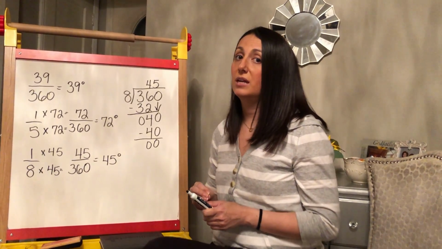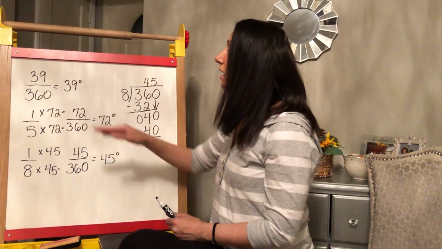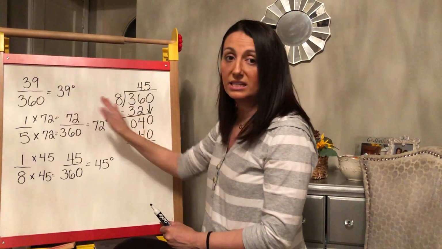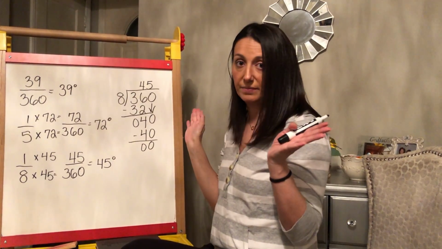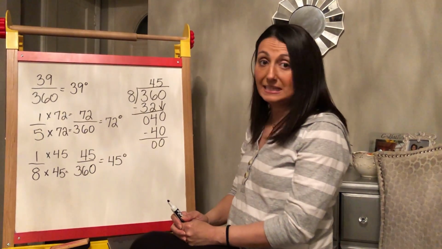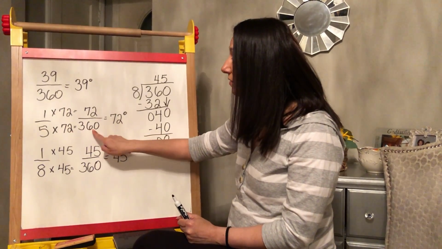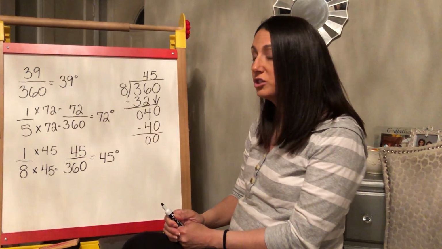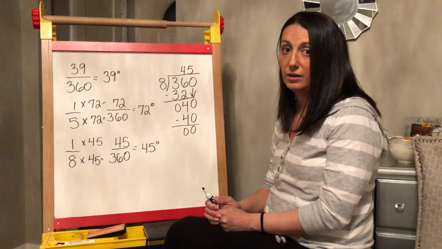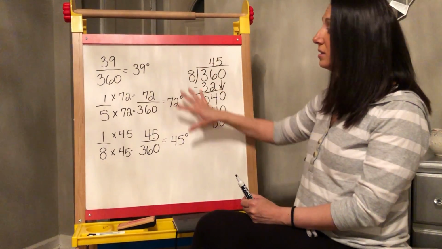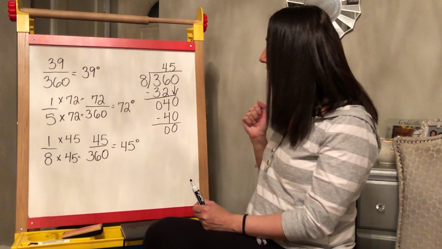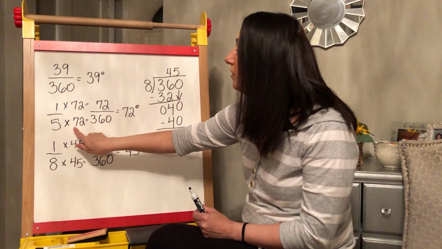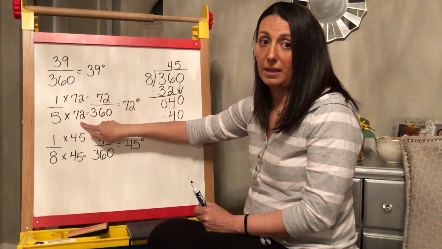So this is what you're looking for. Is your denominator 360? If it is, just write down your numerator, you're done. If it is not, we need to find an equivalent fraction with 360 as our denominator. You may have to do some division, like Mrs. Villaggio had to do, in order to figure out what you're going to multiply it by.